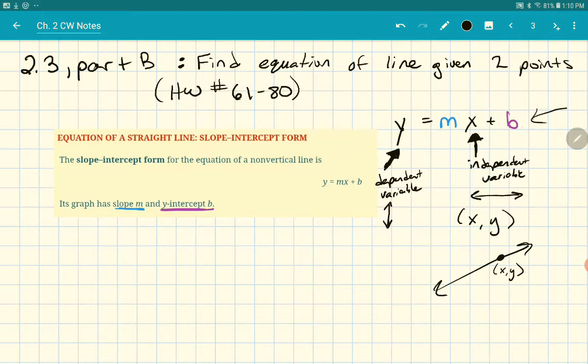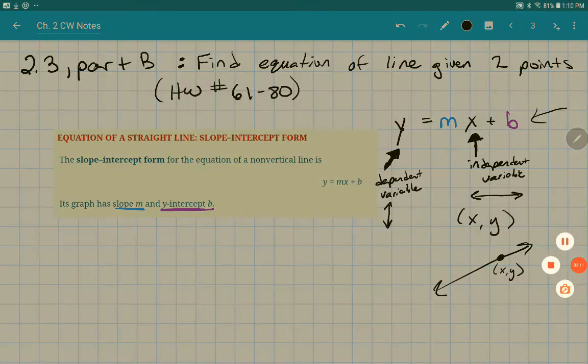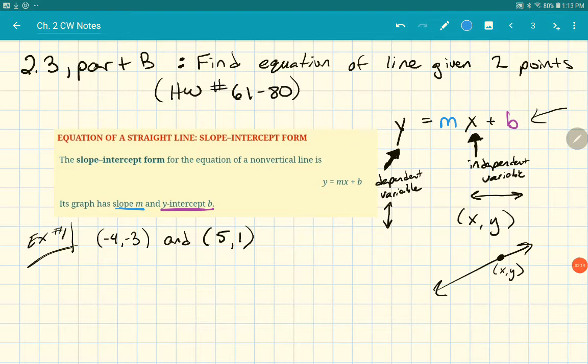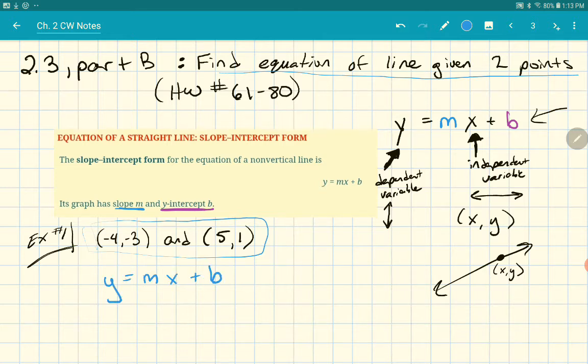All right, so let's start with an example. Let's do number 62 for an example. So my directions state, find the equation of the line given 2 points. And in number 62, our 2 points are right here. So whenever you want to find a line, the first thing you can do is start with that y equals mx plus b. And we need to hunt for the m and hunt for the b.